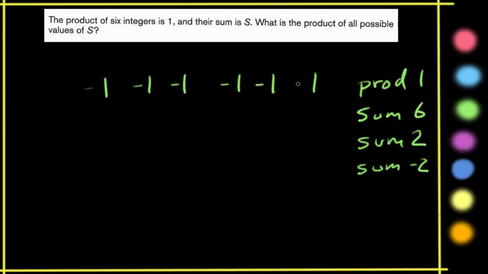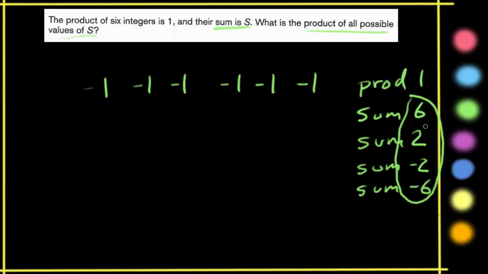And we can go further. We can make all of them negative 1. These will still multiply to give us 1, but the sum will now be negative 6. Okay, so I think those are all 4 possibilities for what the sum can be. And they want to know what is the product of all possible values of s. That s is the sum. So these are the possible values of s. We need to find the product of those.